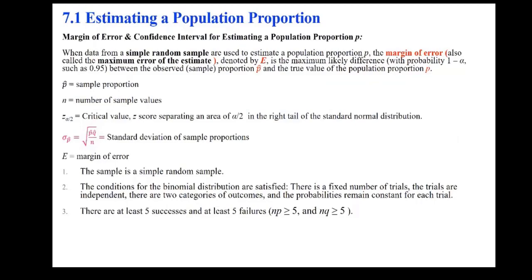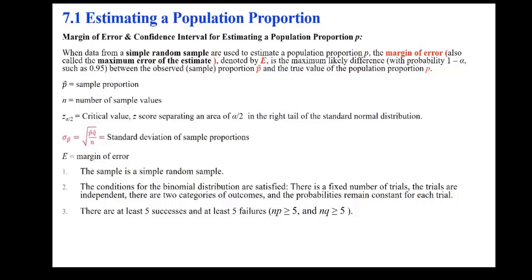So in short, the synopsis of what we have done: we have p hat, which is a sample proportion; n is the number of sample values; z alpha over 2 is the critical value, or z-score, that separates an area of alpha over 2 in the top right. Actually, for the bottom left it is negative z alpha over 2. Sigma of p hat is simply the square root of p hat q hat over n. This is the standard deviation of the sample proportion.